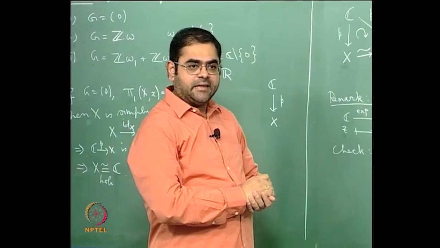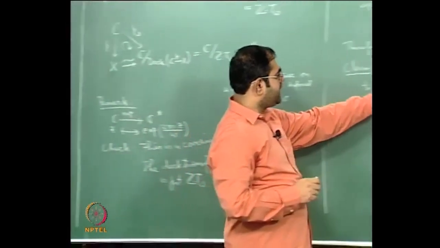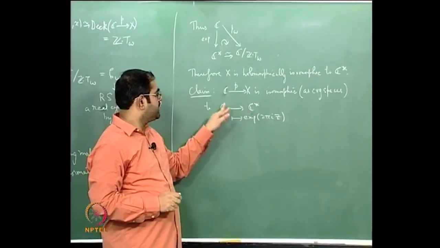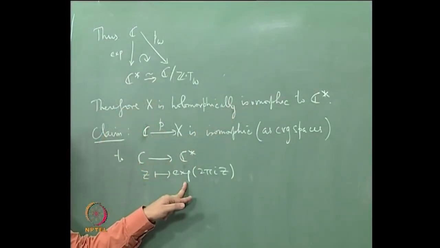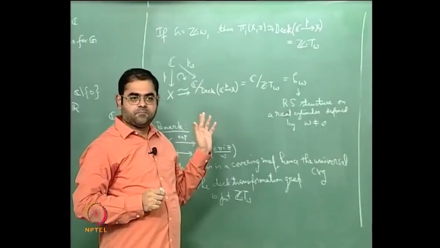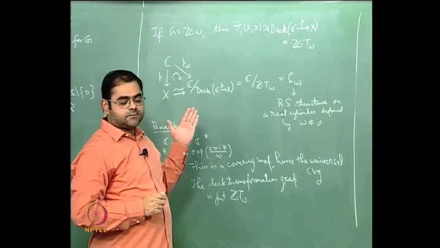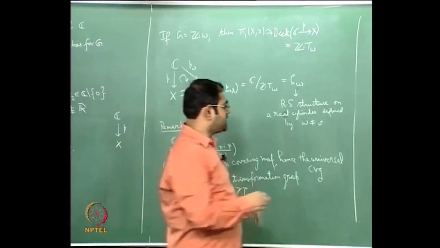Now I am saying that even at the covering space level, not only is X holomorphically isomorphic to C star, this covering itself is isomorphic to the exponential map. In fact I told you that this can be taken as a special representative for all these Riemann surface structures on a cylinder. Let's see how this is true.